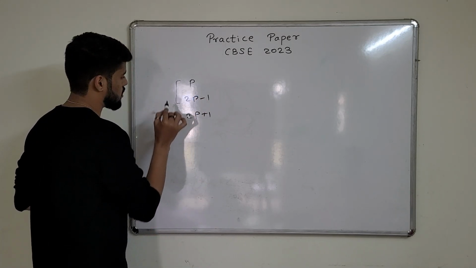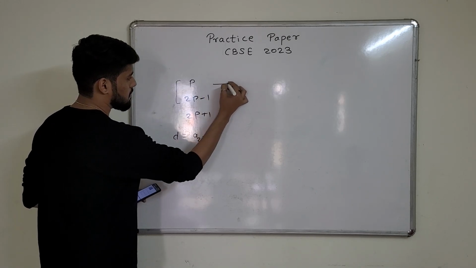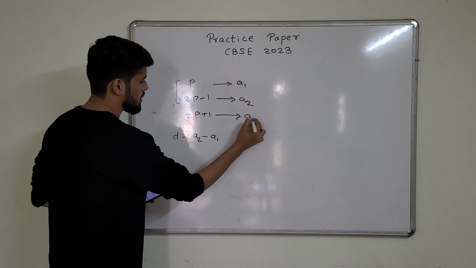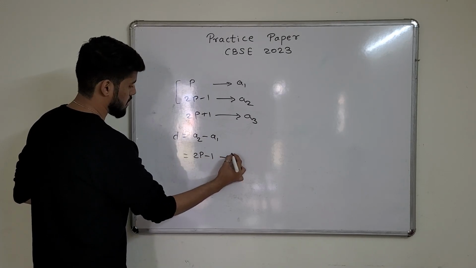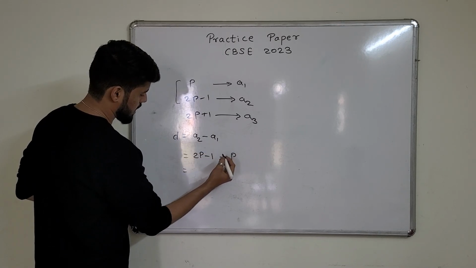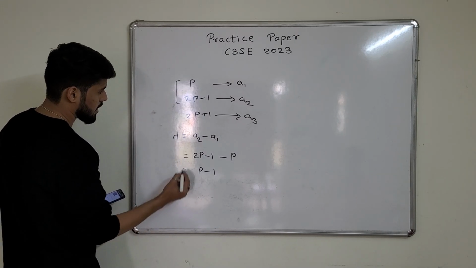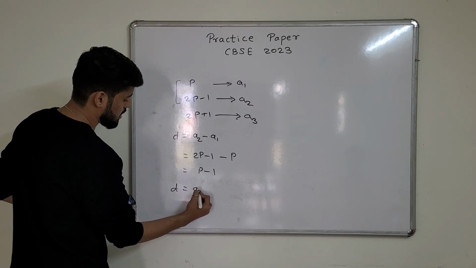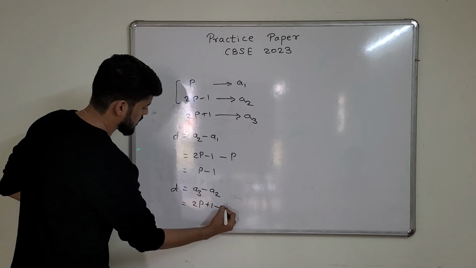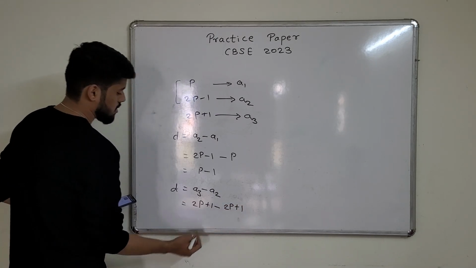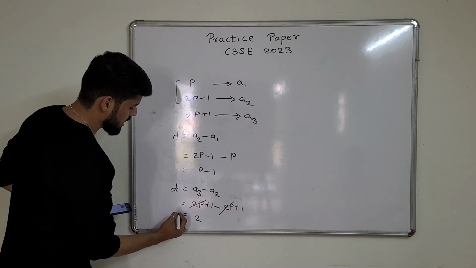तो अगर हम इन दोनों terms को consider करते हैं, तो that is we know that D equals to A2 minus A1, right? So if this is our A1, this is our A2, this is our A3, so the difference comes out to be A2, that is 2P minus 1 minus P. So that comes out to be 2P minus 1 minus P, which is P minus 1, right? And another equation we get is, again, if we consider D as A3 minus A2, these are two consecutive terms. So it comes out to be 2P plus 1 minus 2P plus 1, right? Equals to, 2P will get cancelled, and we get 1 plus 1 is 2. So the D is actually 2.